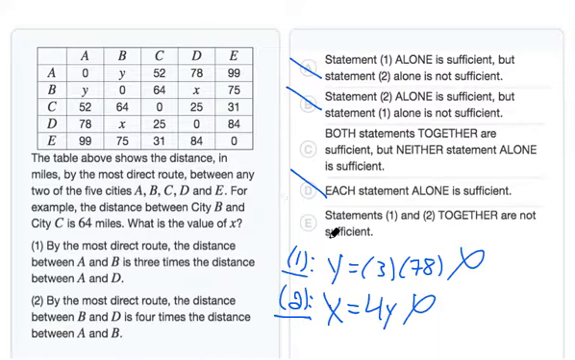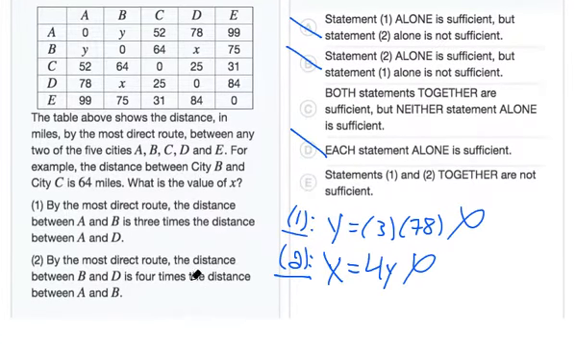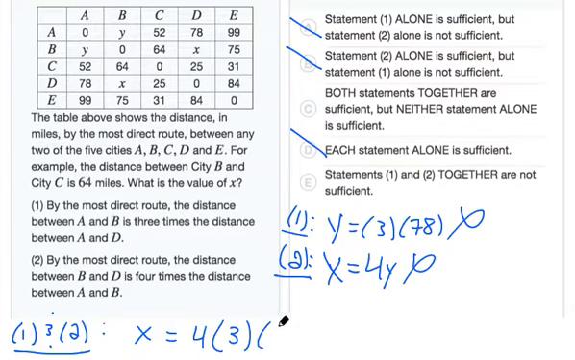Now, to choose between the two, we're going to have to consider the case where we have statement 1 and 2 together. So let's go ahead and scroll down a little bit so that we have some space, and we'll take a look at the combined statements down here. So combining statement 1 and 2 together, we know the value of y, and we know that x is equal to 4y. So we actually have x equals 4 times 3 times 78.